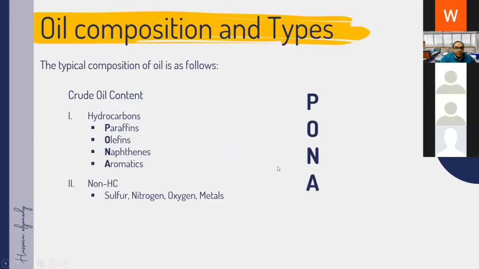So the composition of oil is mainly, as we mentioned, hydrocarbons, and there are a lot of types of hydrocarbons, such as paraffins, olefins, naphthenes, and aromatics. When we start to extract oil from any well, we have to do something called PONA analysis. PONA analysis tells us how much paraffins, olefins, naphthenes, and aromatics exist in the oil we are extracting. And there are other non-hydrocarbon compounds, such as sulfur compounds, nitrogen compounds, oxygen compounds, and some metals like nickel, vanadium, and so on.